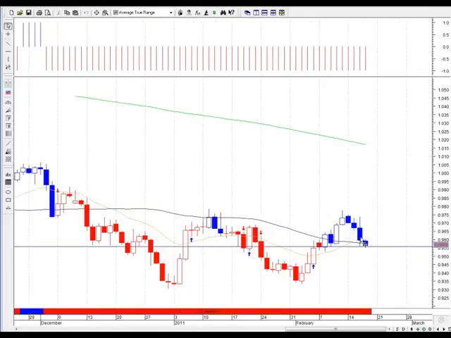Now, you'll notice that the pair has traded above the 50 period. This is the first time the pair has broken above the 50 period moving average, this purple line, in as many weeks. In fact, the last 2 months of trading. So, a bit of a bullish sign.